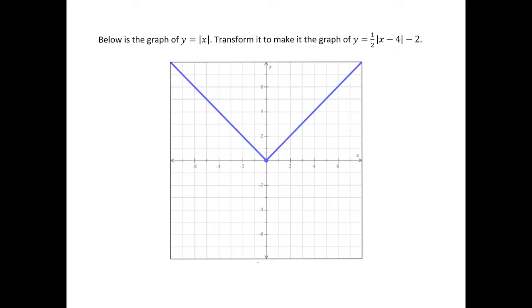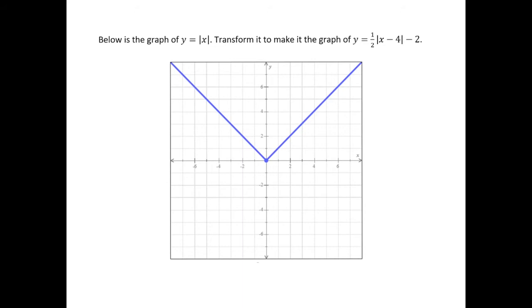So first of all, just recall that subtracting 4 inside the absolute value is going to have the effect of shifting the graph 4 units to the right. And then subtracting 2 on the outside of the absolute value will have the effect of shifting the entire graph down. So every point on the graph will be shifted down by 2 units.